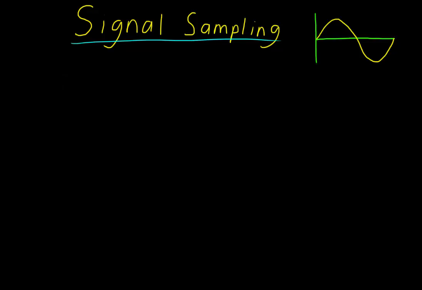Signal sampling. So what is it and why is it useful? Well, basically, it's just a way in which we can represent real-world things like light and sound in a language that computers will understand. So real-world data or things is called analog, and computers like to deal with things in digital form.